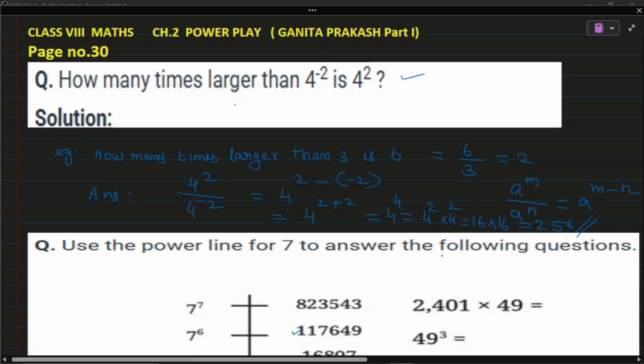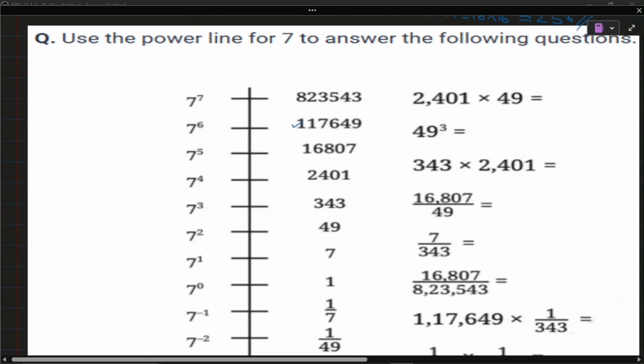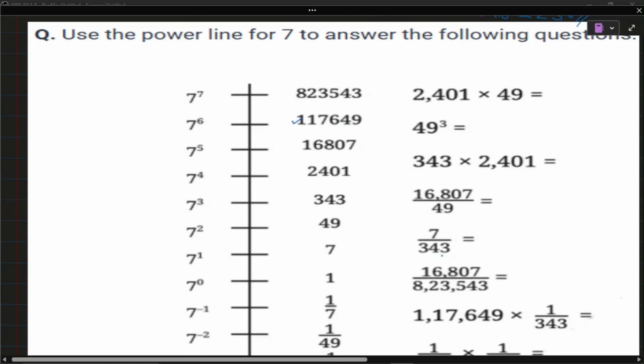Now the next question is: use the power line for 7 to answer the following questions. So here one power line is given and we have to give the answer from the power line only. Here you can see all the values. 7 raised to 0 is given as 1. 7 raised to 1 is 7. 7 raised to 2 means 7 into 7, that is 49. Then 7 raised to 3 is 7 into 7 into 7, that is 343. All the answers are given.